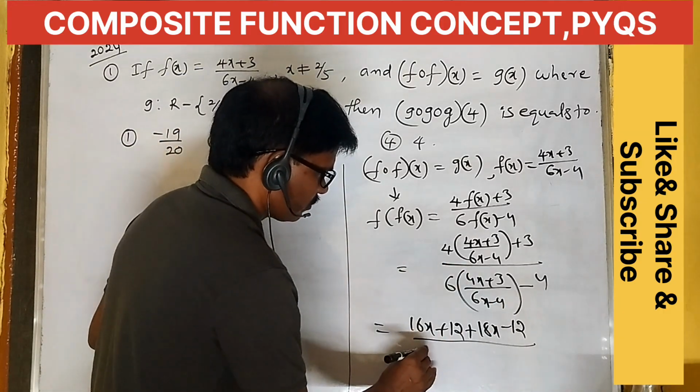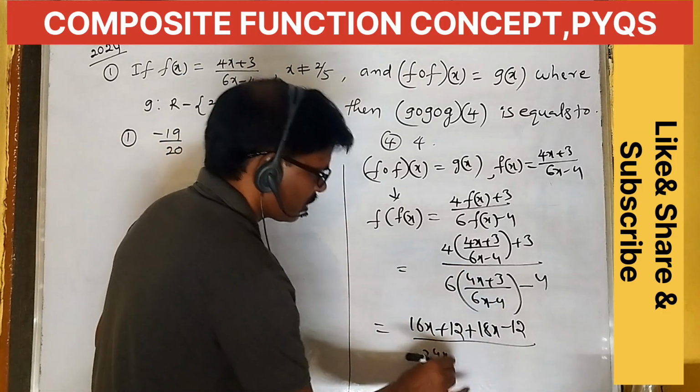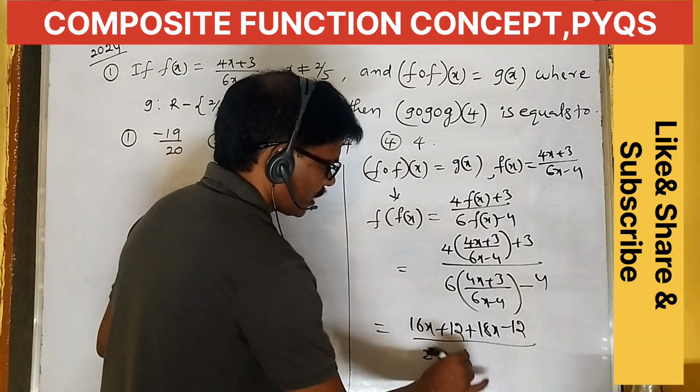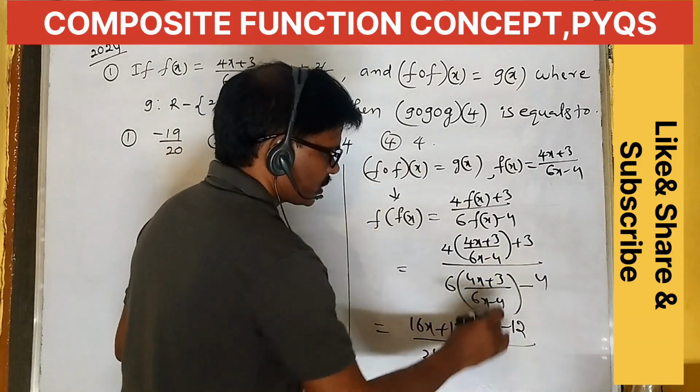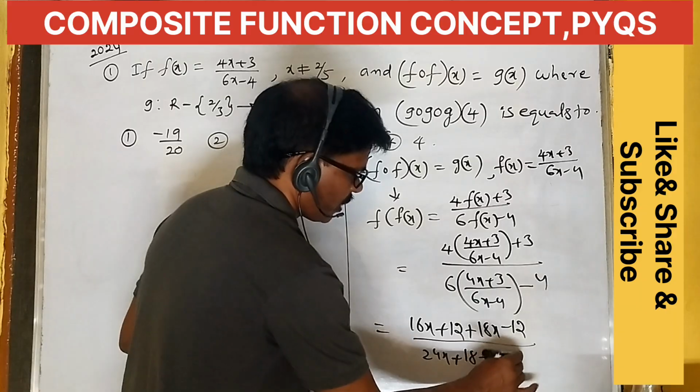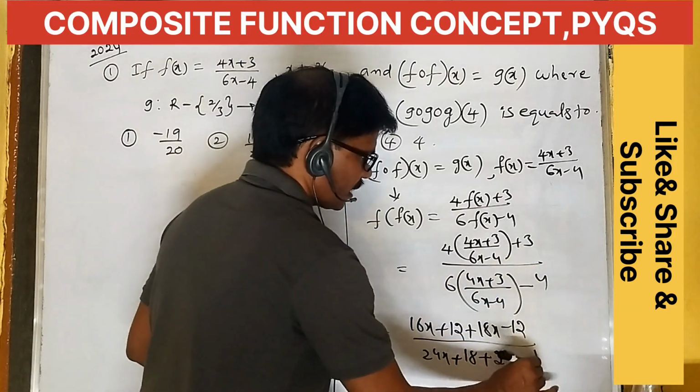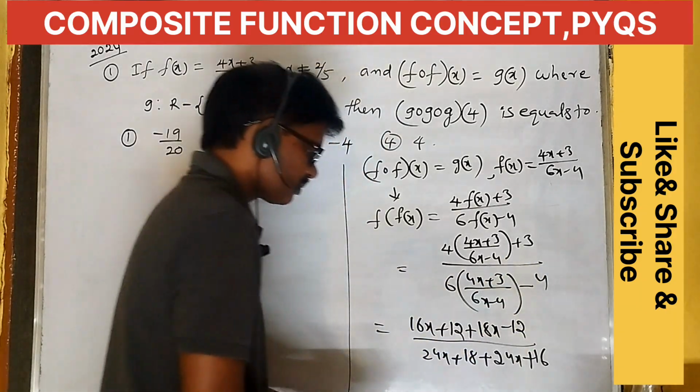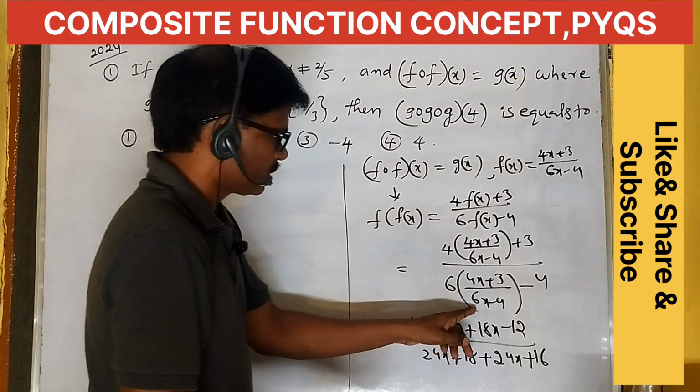Here also 6x minus 4, both are cancelled. 6 fours are 24, 24x. 6 threes are 18, plus 18. Next, 4 sixes are 24, plus 24x. Next, 4 fours are 16, minus into minus is plus 16. Plus 16.